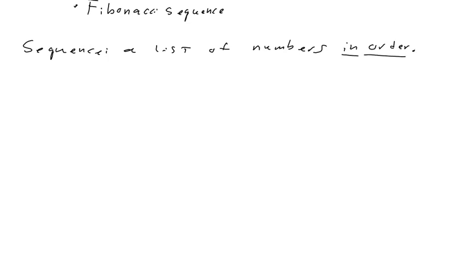A list of numbers in order. Where you have the first number, the second number, the third number, etc. A sequence has to be a group of numbers in a particular order, that is, maybe following some kind of pattern. A sequence of numbers, a list of numbers in order.